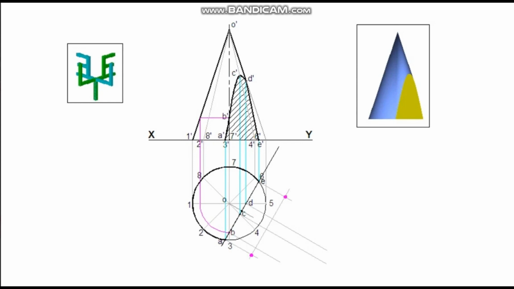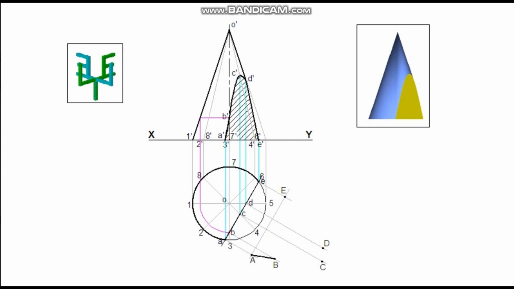Measure the distance of B dash from the elevation. Mark it on the line projected from B in the plan. Measure the distance of C dash from the elevation. Mark it on the line projected from C in the plan. Measure the distance of D dash from the elevation. Mark it on the line projected from D in the plan.